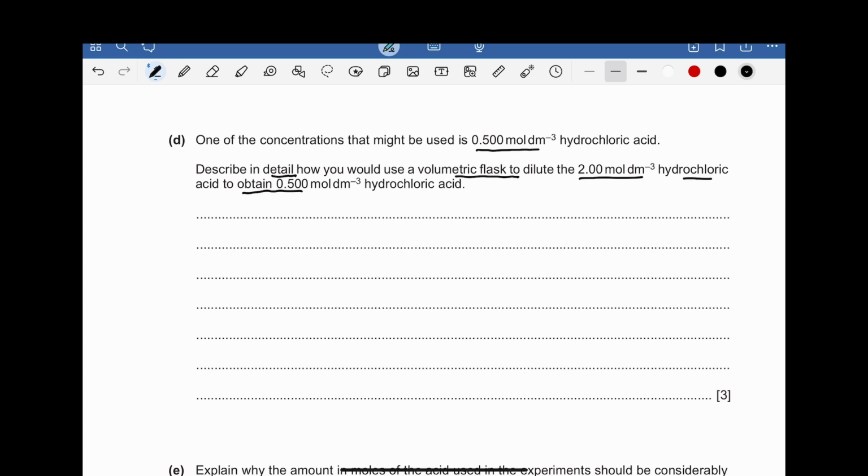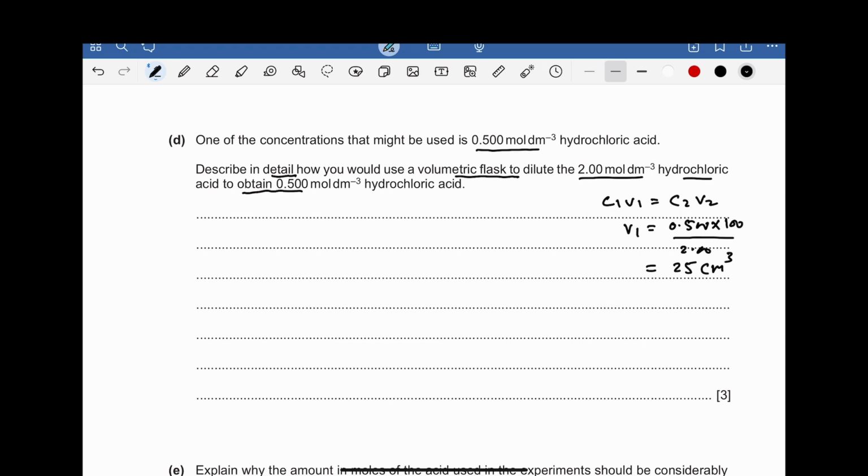So let's do some calculation before we start. We can use C1 V1 equals C2 V2, and V1 will be equal to... C2 is what we need to prepare, 0.500. Let's say we want to make 100 centimeter cube of that, and we're going to start with 2.00 mole per dm cube. If I solve this, that will give me 25 centimeter cube. If I start with 25 centimeter cube and make the solution up to 100, that solution will have a concentration of 0.500 mole per dm cube.